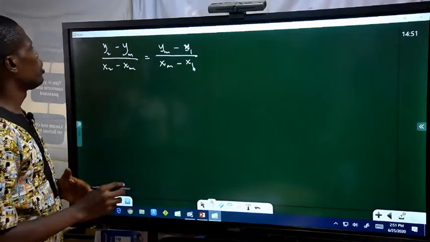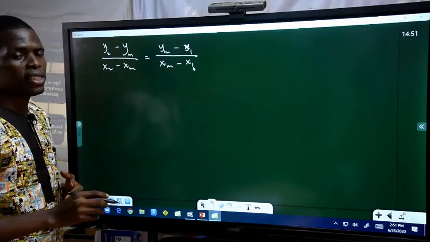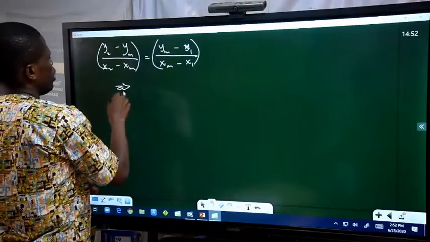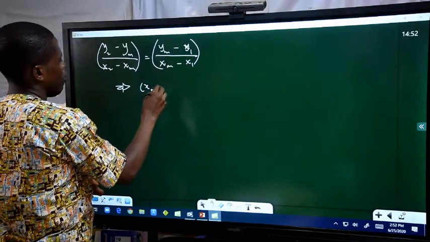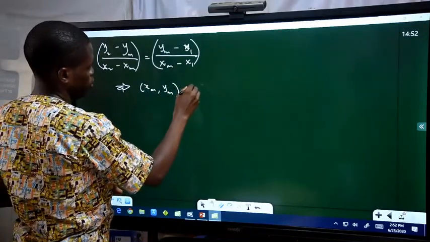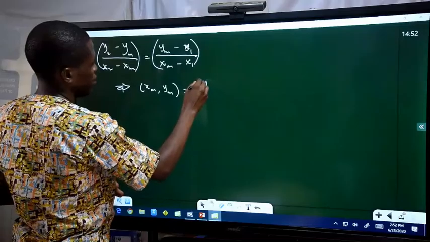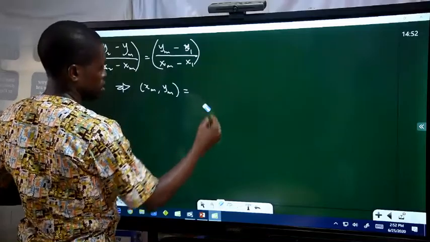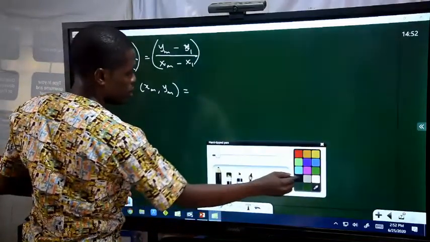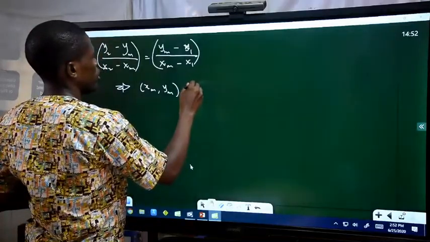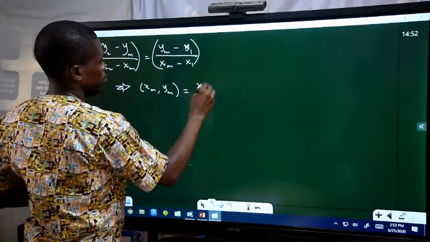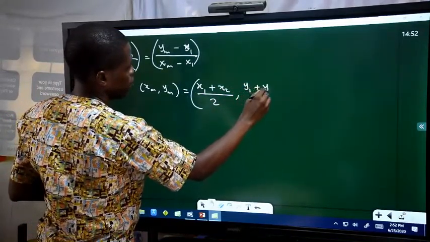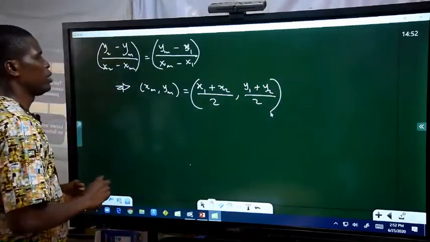With this we cross multiply and make xm and ym the subject of the formula. By the time we do the simplification, we are going to have xm, ym being equal to (x1 plus x2 divided by 2, comma, y1 plus y2 divided by 2). So this will give us the midpoint.